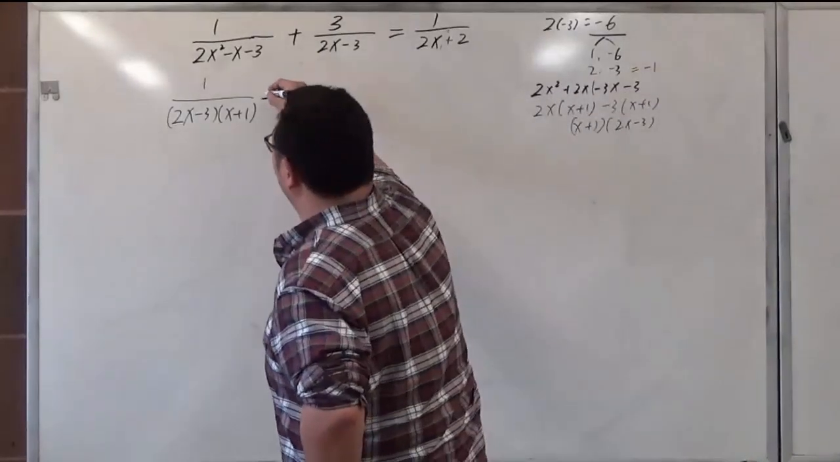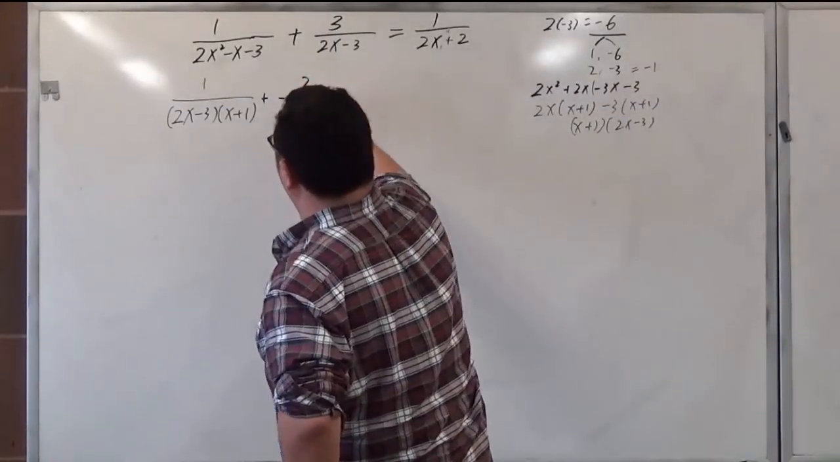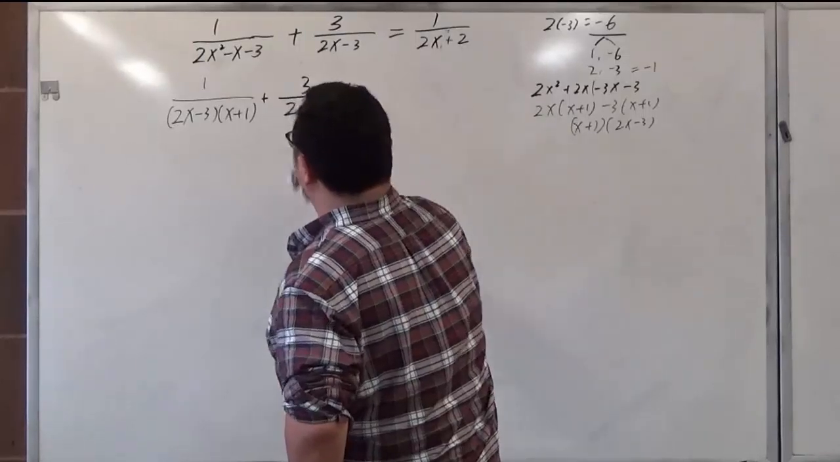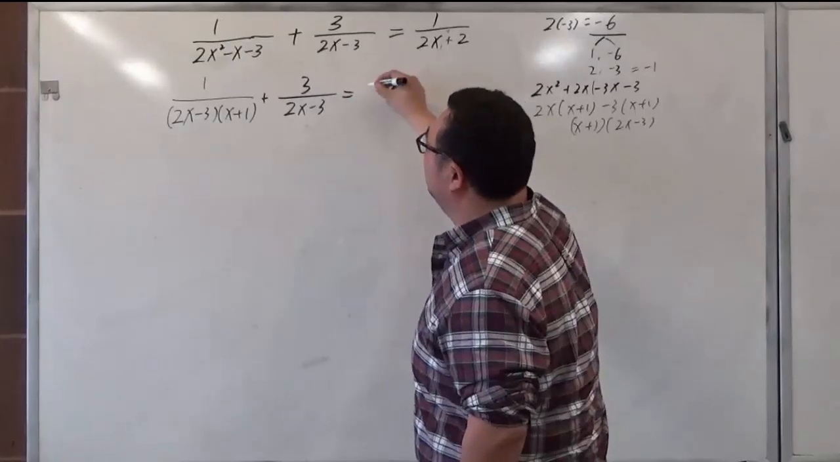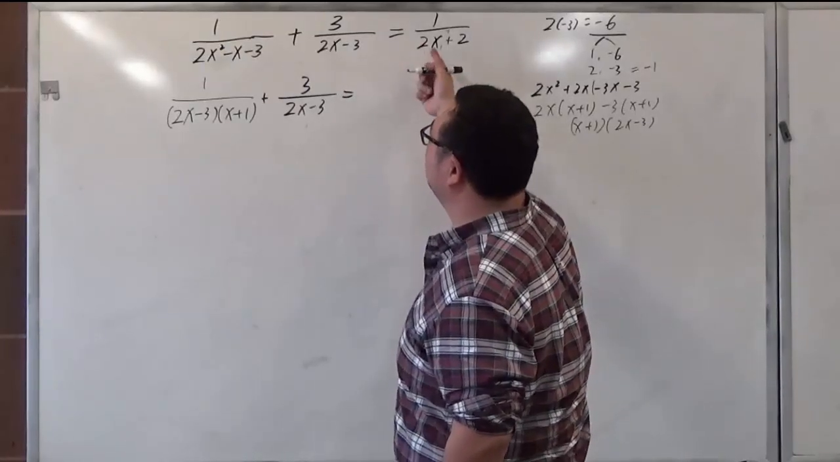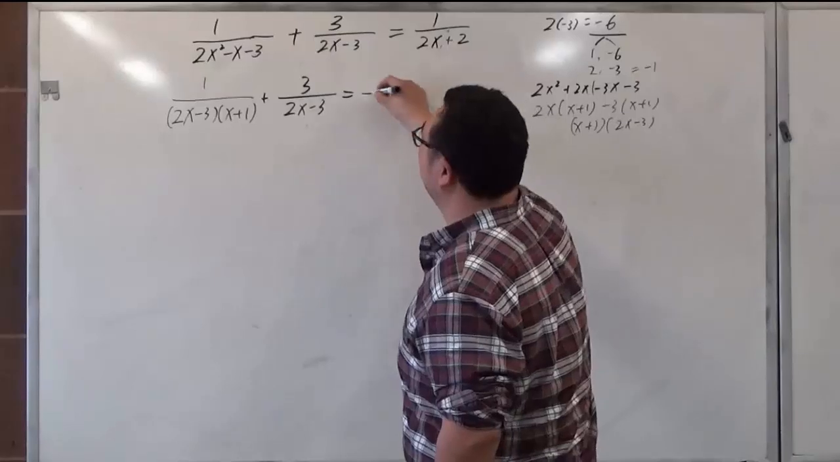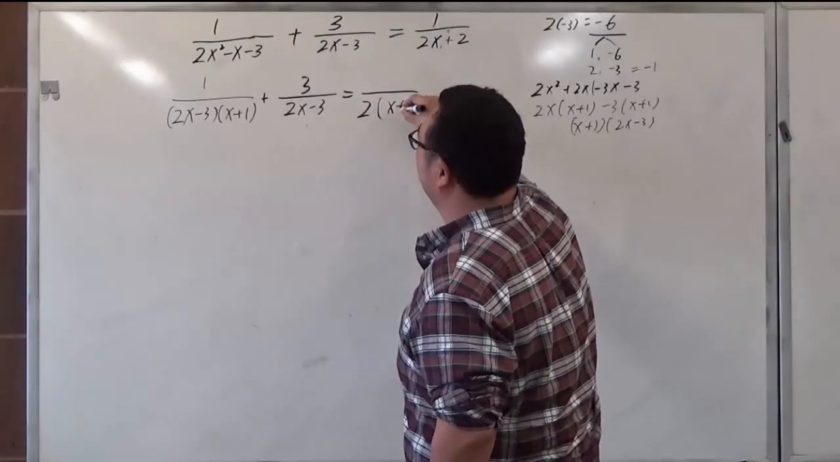The second term has 2x minus 3 on the bottom, so we have nothing else to do. For the third term we have 2 times x plus 2. I can factor out the 2 to make it 2 times x plus 1.